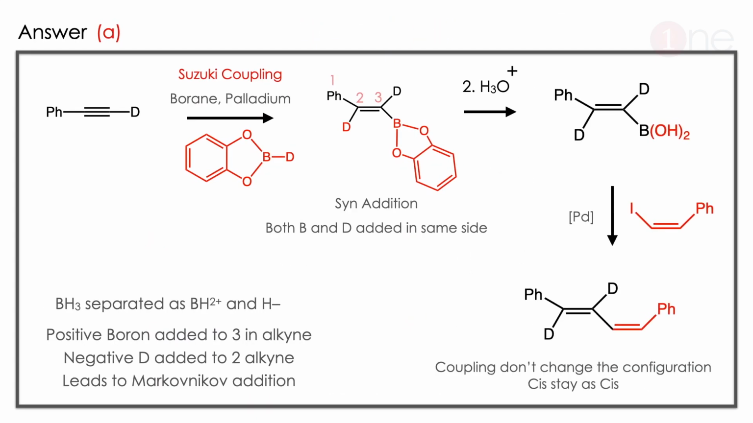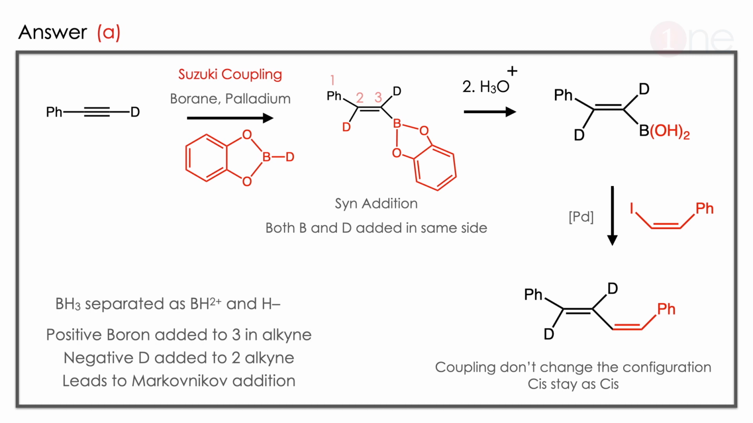The answer is A. Let us see how. The starting material is deuterated acetylene. This is a Suzuki coupling where boron is added to the triple bond. The boron is added to the triple bond in the syn way. Since boron is bulky, there will always be Markovnikov addition, or in other words the negative part is added to the carbon with less number of hydrogen atoms, the more substituted carbon atom. So boron is attached to the third carbon, deuterium attached to the second carbon. So it's a syn addition, both are on the same side. So the product is kind of trans.